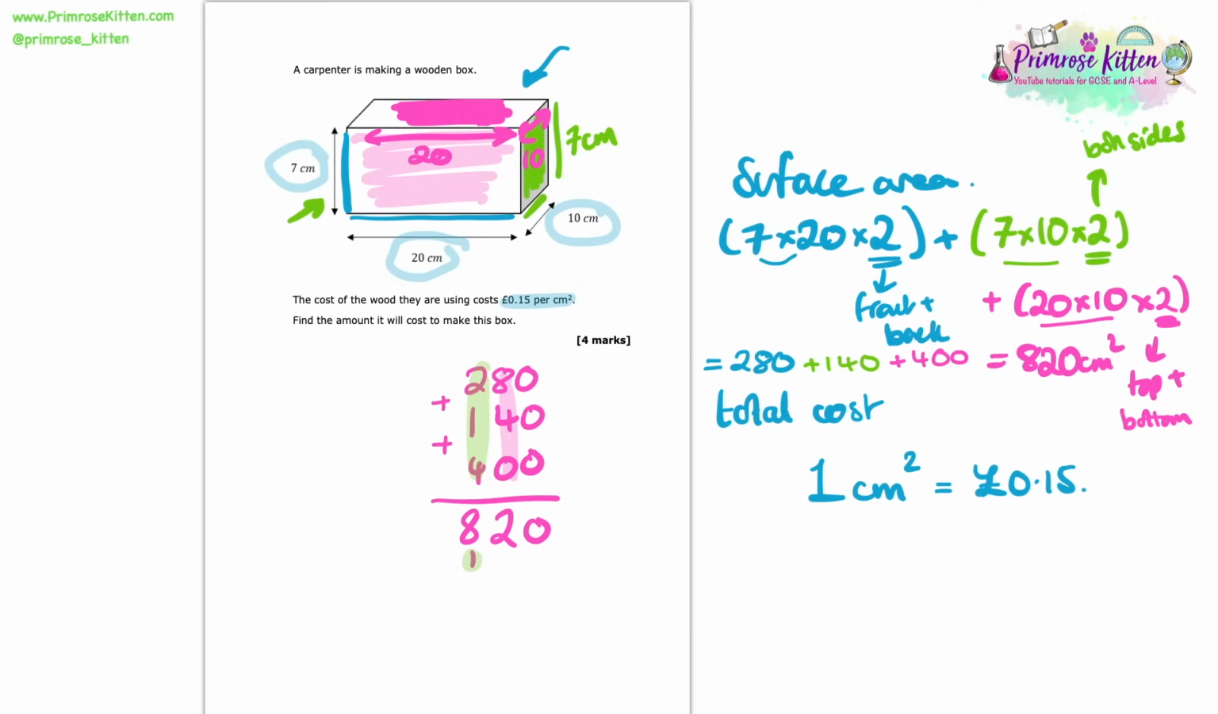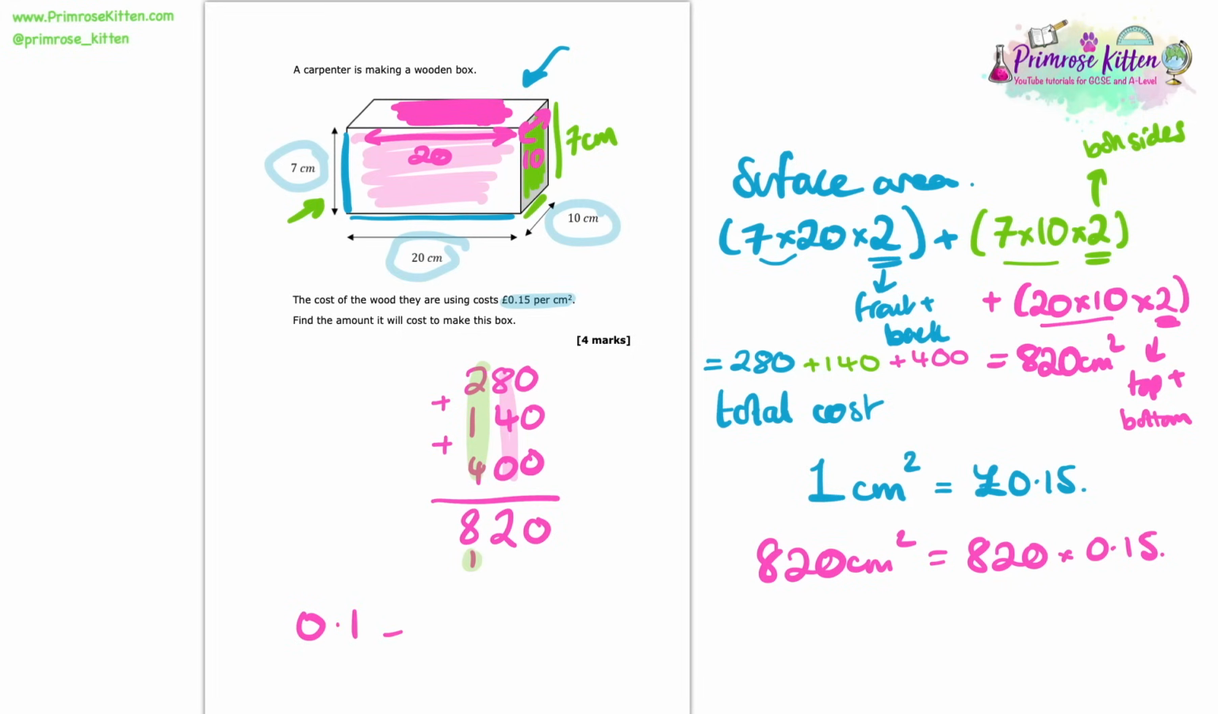So we know that 1 centimetre squared is going to cost us 15 pence, £0.15. If we have 820 centimetres squared, then that's going to be 820 times by 0.15. So we're going to need to work out what this is. Now, of course, this is non-calculator, makes it a little bit harder.